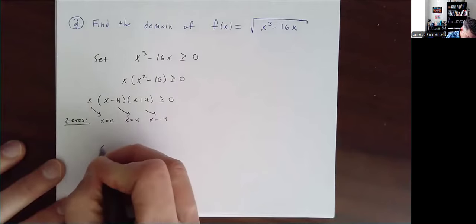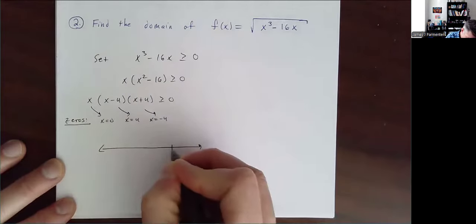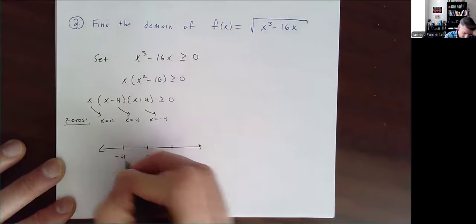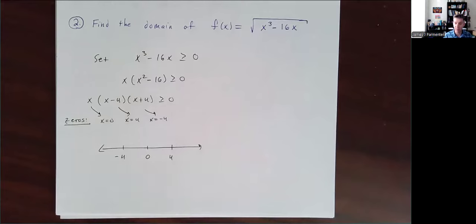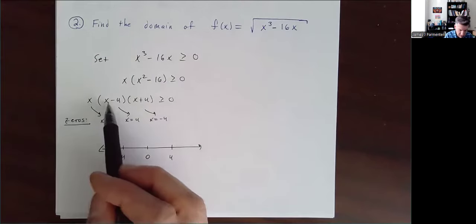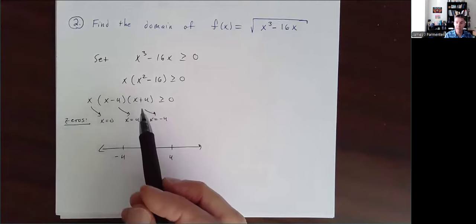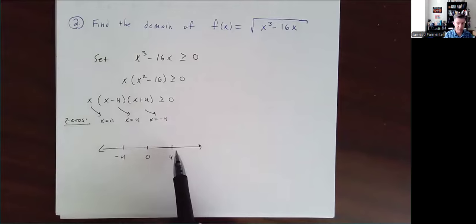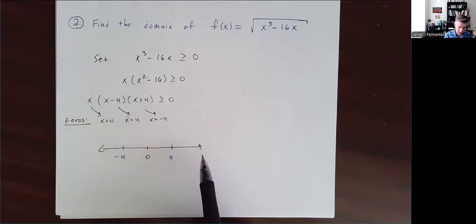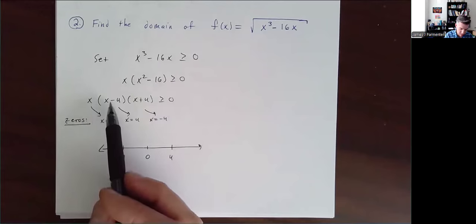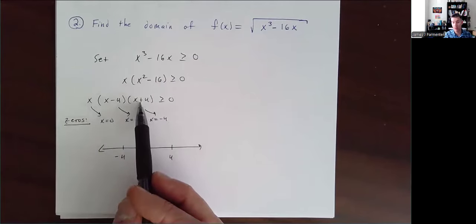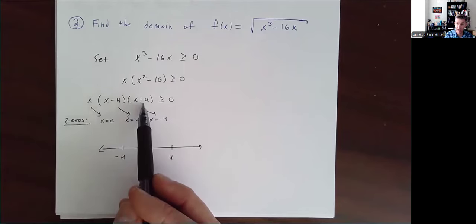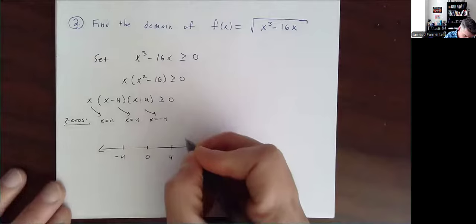So I'm going to put those numbers on my number line in the correct order. So 4 should be to the right, 0 in the middle, negative 4 to the left. The reason I'm writing these down is because those are the values that make this equal to 0. Those are the only places where you can change signs of this quantity. So, for example, if you pick a number bigger than 4, like 5, and plug it in, you get 5 times 1 times 9. I actually don't care what the numbers are. I know if I plug in 5 here, it's a positive times a positive times a positive, and that is positive.